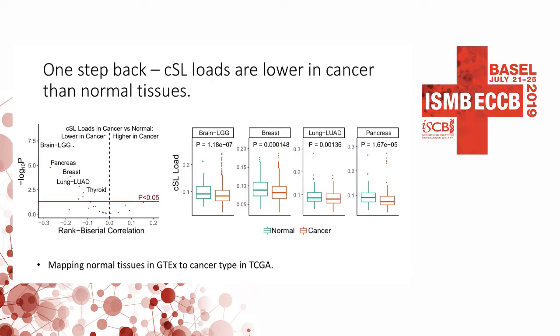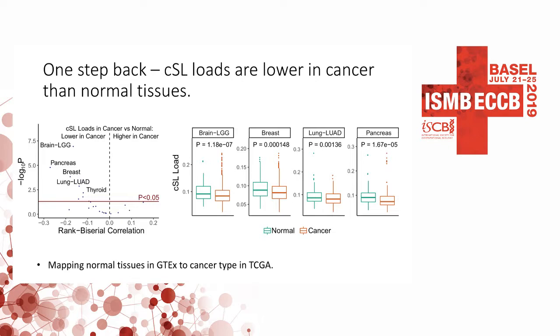Now we take a step back and go back to normal tissues. And we ask the question, how can we talk about normal tissues and how they affect cancer development through the concept of CSL load? We first look at cancer versus normal, and we find that there is higher CSL load in normal tissues than in cancer.